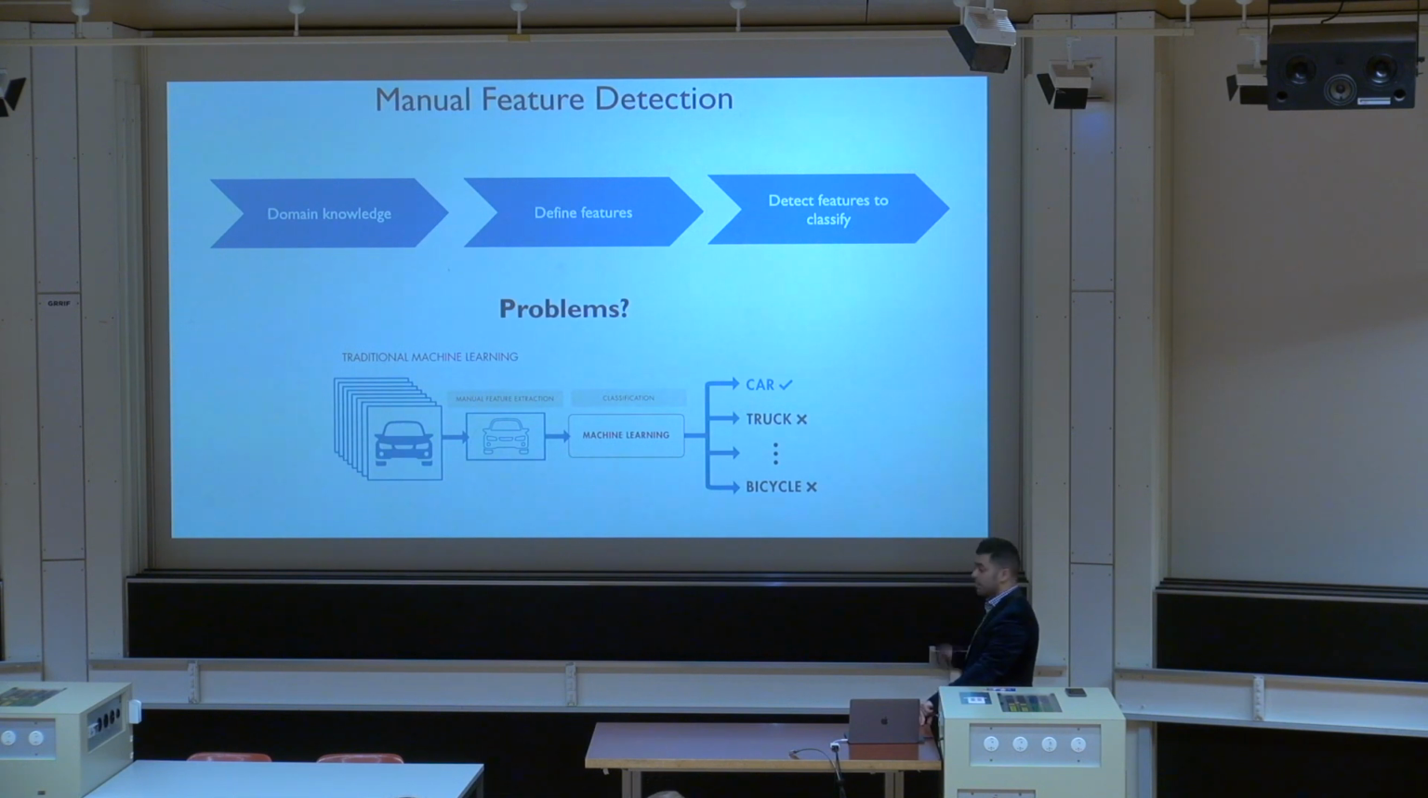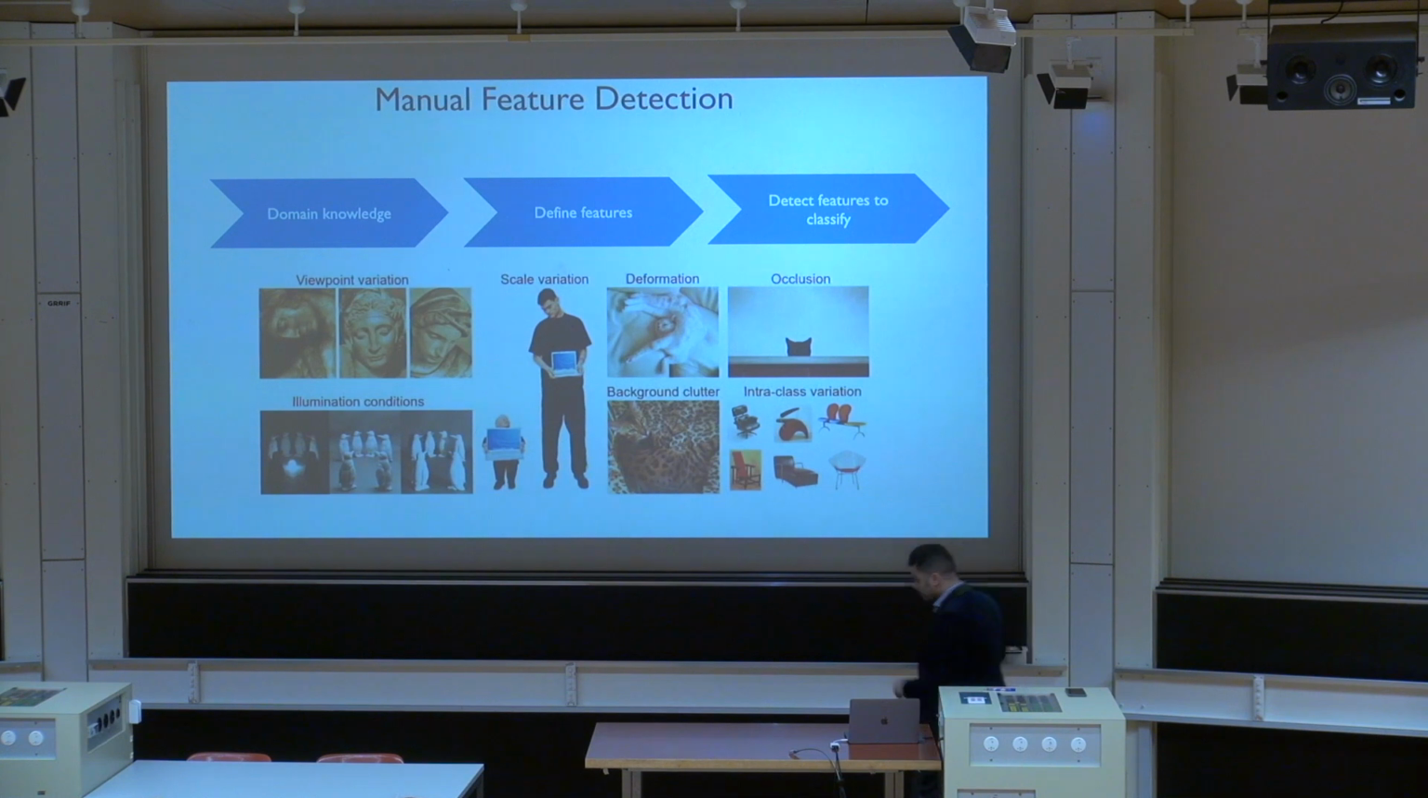But what's the problem with this approach? If you look at the high-level workflow, there will be many variations in the data, in your images, like occlusion, like size variations. All of these hand-designed features pose some challenges and problems in detecting those features. So how can we do better? How can we have a robust pipeline for the classification?